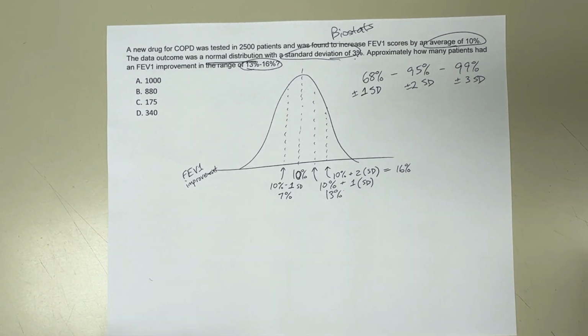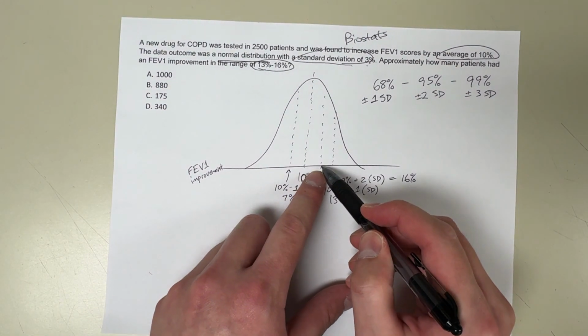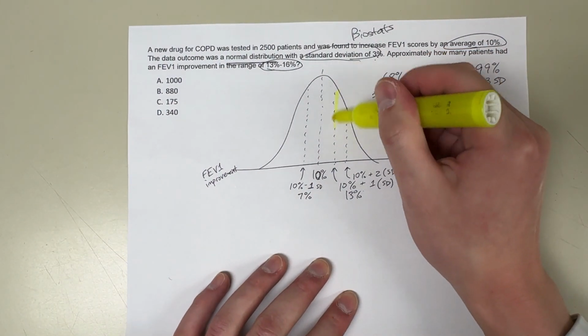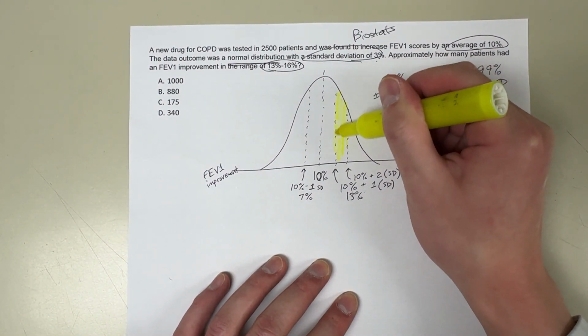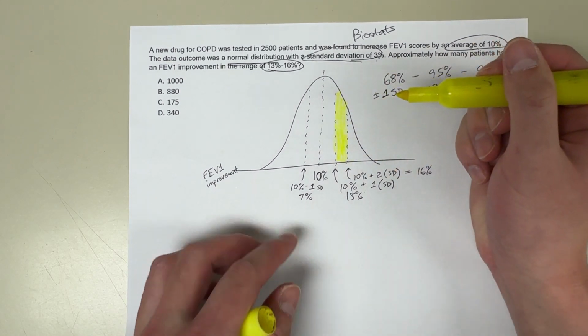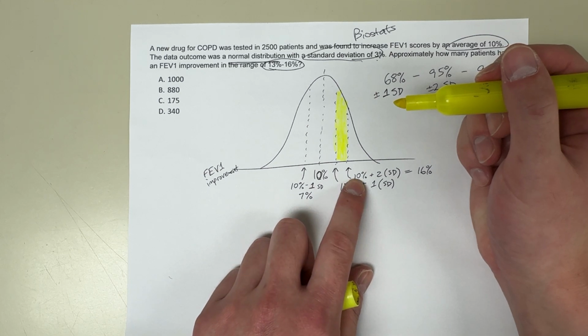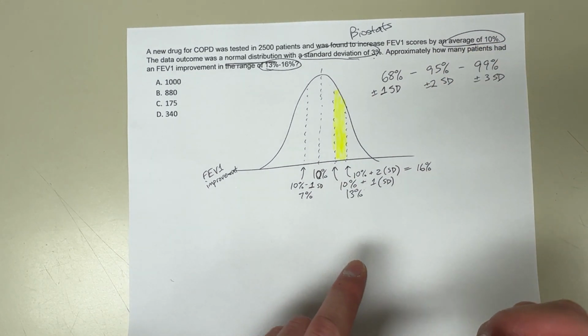So now we know what we want. We want this area between this 13% and this 16%. We need to calculate what percent of the data falls within this range, which is between 1 standard deviation and positive 2 standard deviations from the average.